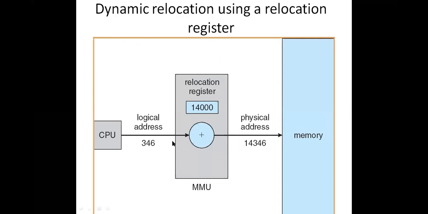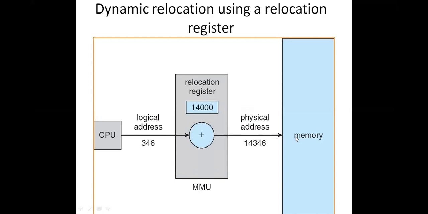What we have to do: the CPU is willing to access the 346th location in a process. So automatically 346 will be added to 14,000, and we get 14,346. And it is sent to the memory for accessing. Have you got my point?